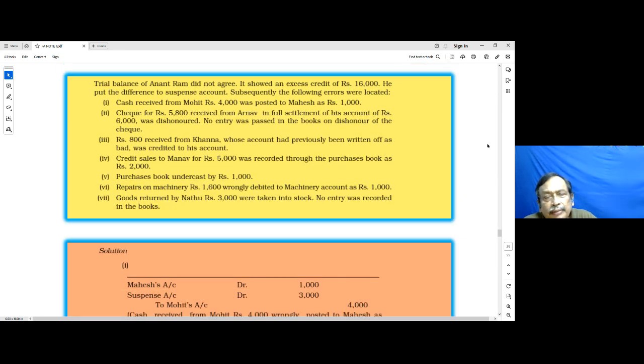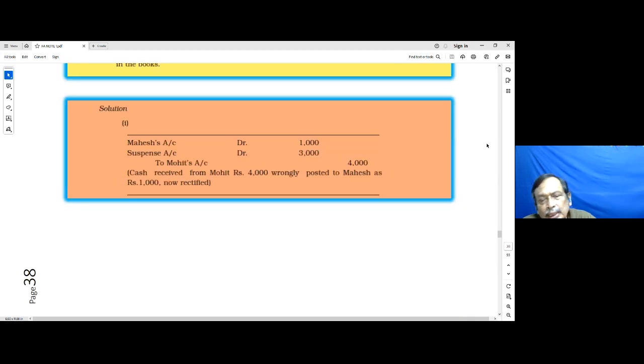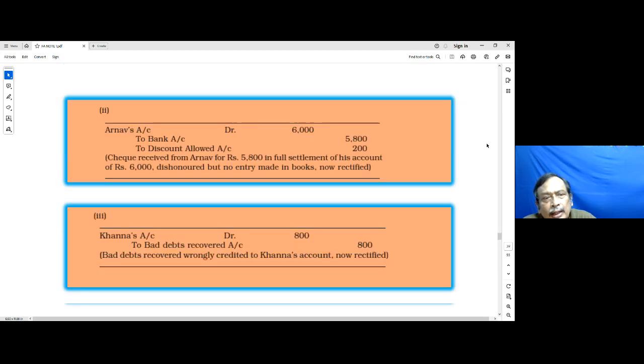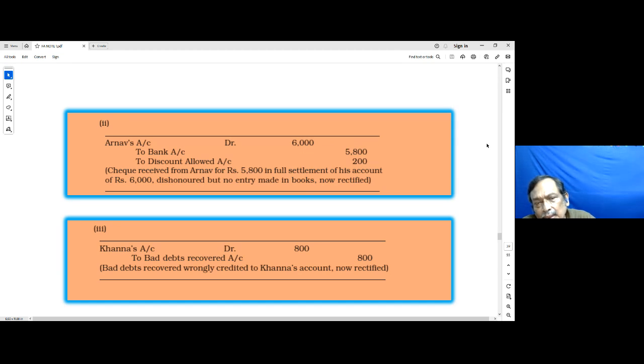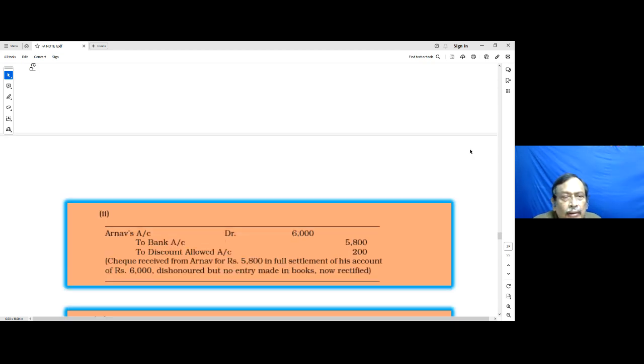Then a check for rupees 5,800 received from Arnab in full settlement of his account of rupees 6,000 was dishonored. No entry was passed in the books on dishonor of the check. So the entry will be Arnab's account debit 6,000 to bank account 5,800 to discount allowed 200. Check received from Arnab for rupees 5,800 in full settlement of his account of rupees 6,000 dishonored, but no entry made in books, now rectified. Now come to next.